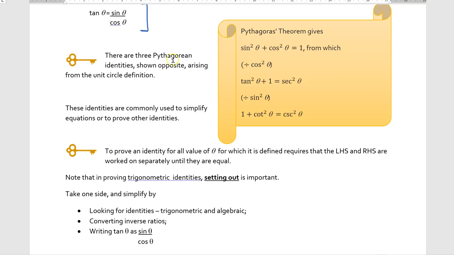Now, also commonly used are the Pythagorean identities, and these arise from our unit circle definition. So you'll remember the unit circle was x squared plus y squared equals 1, and when we were working up our alternative definitions of the trig ratios, we said that sine of theta was equal to y, cos of theta was equal to x on our unit circle. So that simply gives us that x squared plus y squared equals 1 becomes sine squared theta plus cos squared theta equals 1.